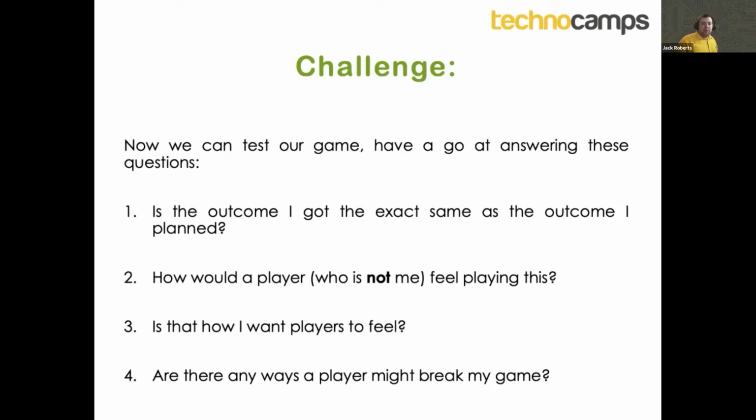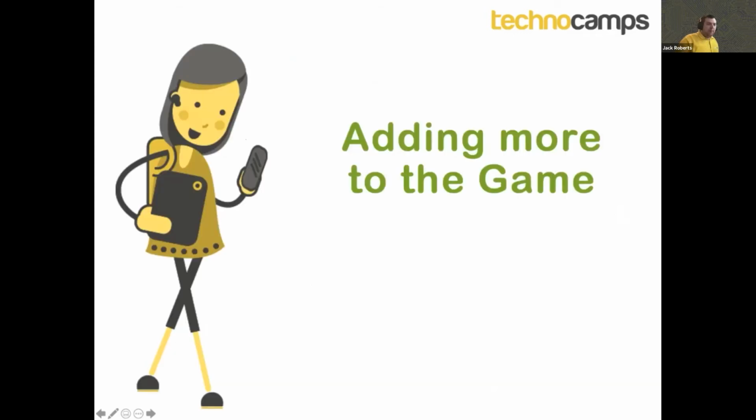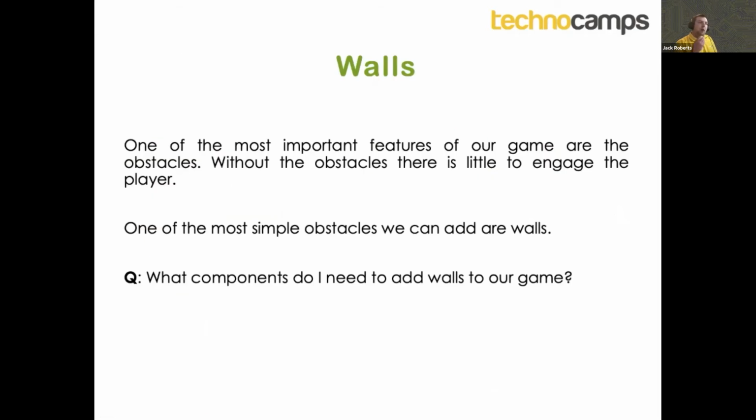Okay, let's move on now to adding a little bit more to the game. So let's add some walls. Without obstacles, there's not really much to engage the player, especially in a maze game. And one of the most simple obstacles we can add are walls. So anyone want to suggest to me what components do I need to add walls to the game? What two GameMaker components?